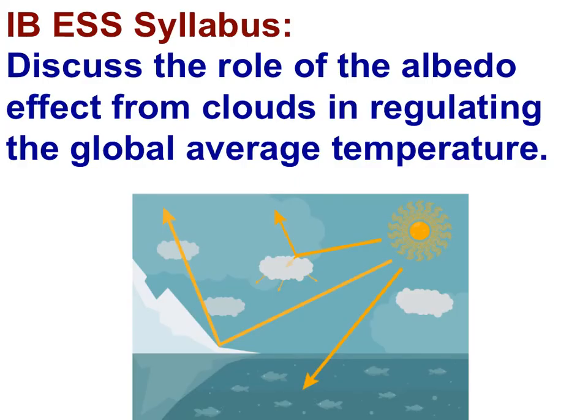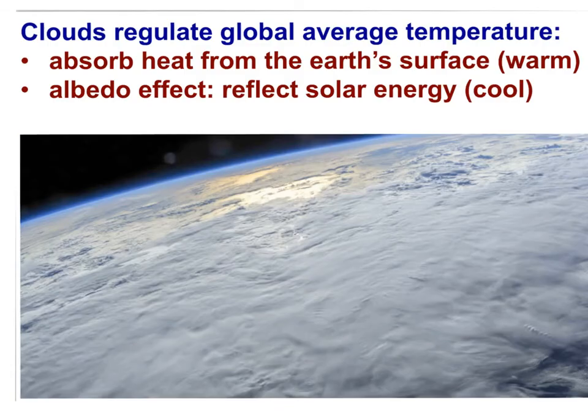This IB syllabus statement is one that is only introduced here but needs further coverage in the unit on climate change. Discuss the role of the albedo effect from clouds in regulating the global average temperature. The presence of clouds in the troposphere would serve to regulate global average temperature in two ways. Clouds can absorb heat from the Earth's surface, serving to warm the Earth, or clouds might reflect light with their high albedo, serving to cool the Earth.